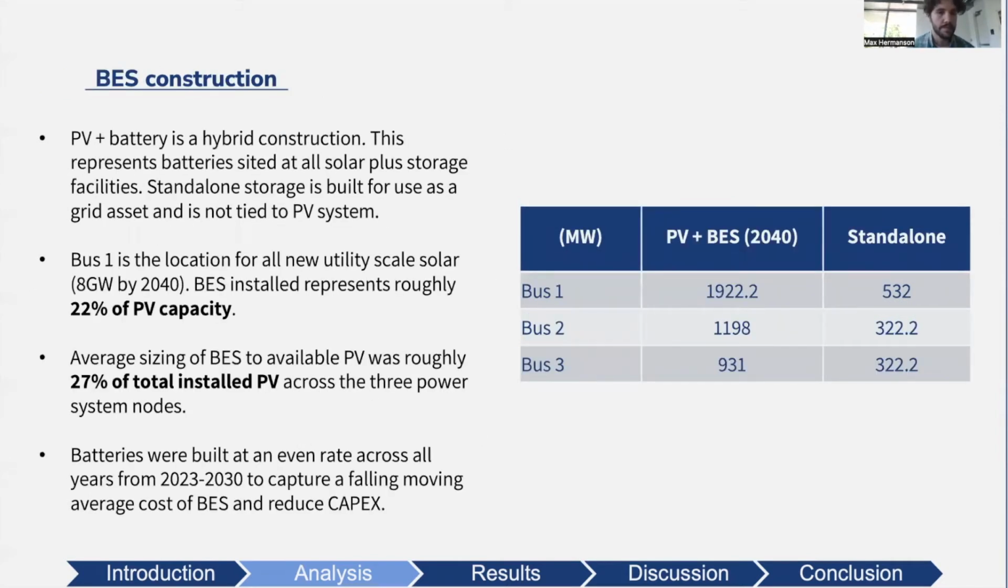Construction costs. Bus 1 is the location for most of our utility scale solar, and we have built out batteries at about 22% of total PV capacity for that bus. Average sizing of BES available for PV is about 27% of total PV installed, and batteries were built at an even rate across all years from 2023 to 2030, just to annualize costs and bring them down, as we assume that battery costs continue to fall given our ATB assumptions year by year. You can see our assumption of solar plus storage and standalone battery on the right.